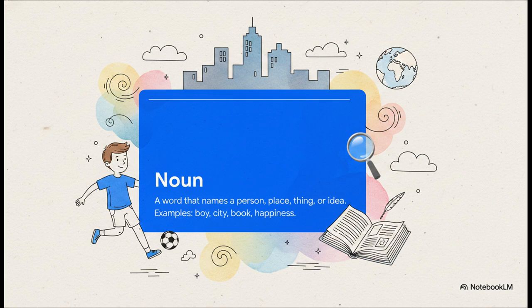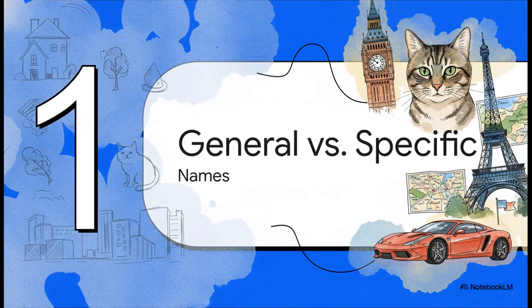That's the big secret. A noun is basically just a naming word. Think of it like a label you can stick on literally anything and everything. A person, a place, a thing, or even an idea. Whether we're talking about a boy, a city, a book, or even a feeling like happiness, if it has a name, chances are it's a noun. All right, now let's get into the different flavors of nouns.